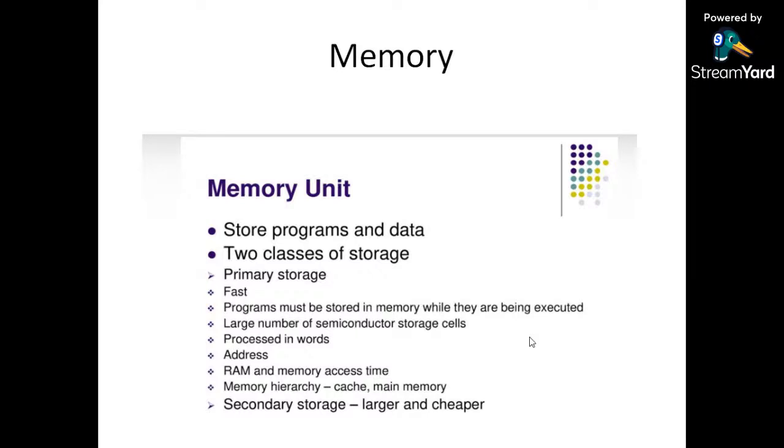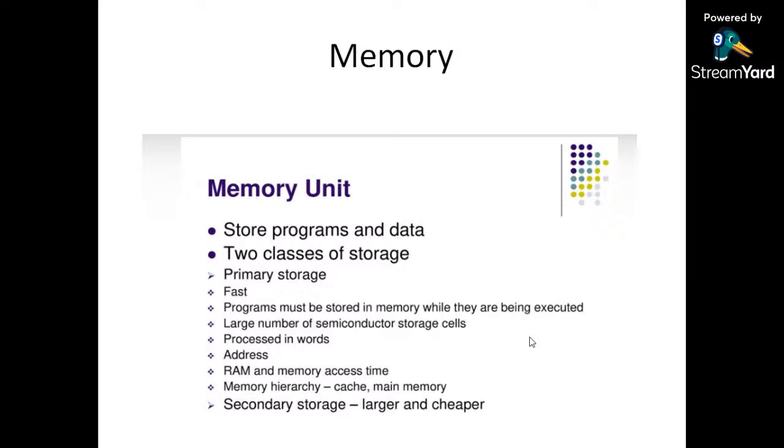All the programs are executed in the primary memory. Basically, the programs that are stored in the primary memory can only be executed. The programs that are stored in the secondary memory have to be brought into primary memory first, and only then can these programs be executed. Okay, and an example of primary memory is RAM.